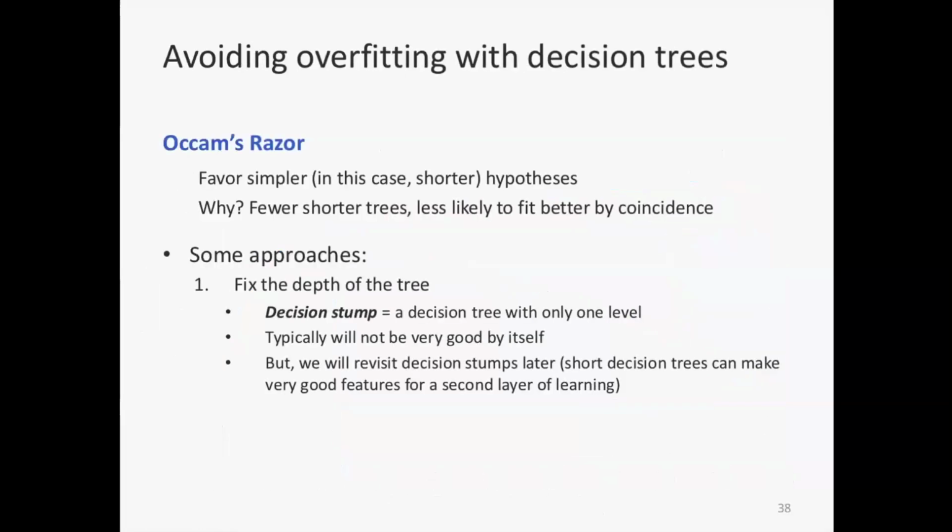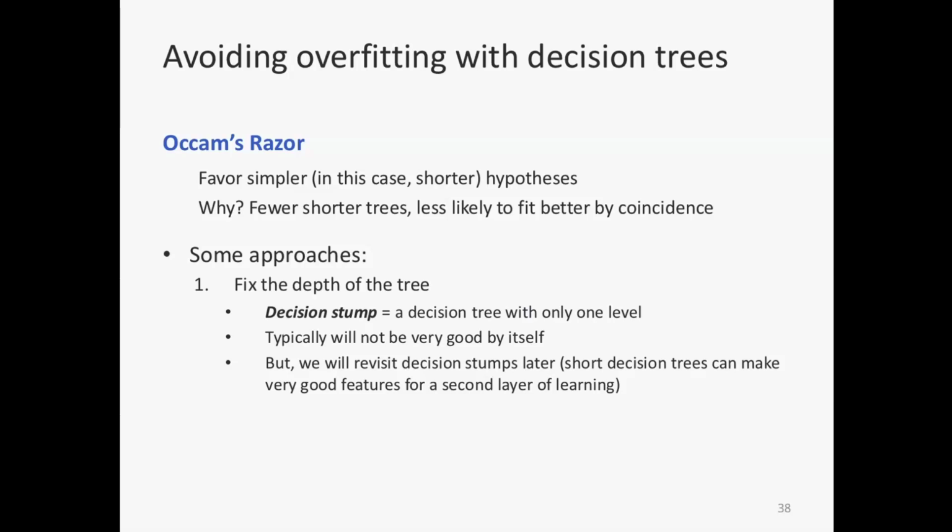So here are some ideas to avoid overfitting with decision trees. All of them go back to this idea of Occam's razor. We'll spend a lot of time talking about Occam's razor later on. But the basic idea is that if you have two hypotheses that are similar in their ability to explain data, pick the hypothesis that is simpler.